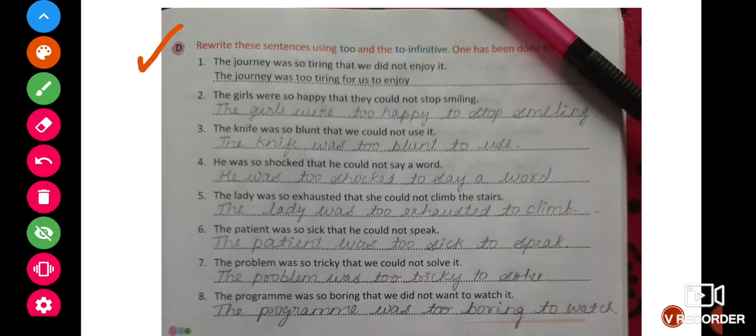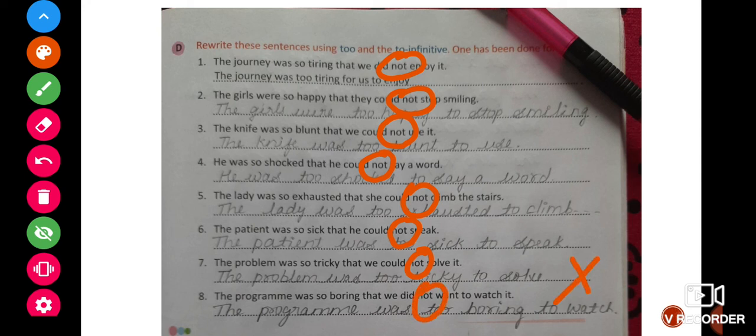This is your exercise D. So here you have to rewrite the sentences using to and to, just like we have discussed. So if there is not in the sentence, if there is not in the question, like in all the questions there is not used, as you can see. So in the answers we have to omit not. In the answers we don't have to use not, we just have to use to and to.